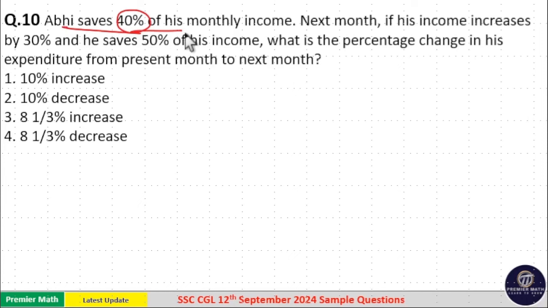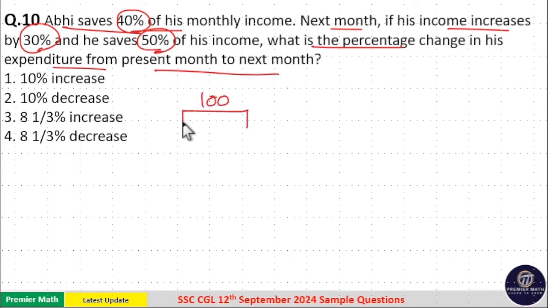Abhi saves 40% of his monthly income. Next month, if his income increases by 30% and he saves 50% of his income, what is the percentage change in his expenditure from present month to next month? Consider initial income as 100 rupees. Then he saved 40% of it. So remaining 60 is his expenditure.